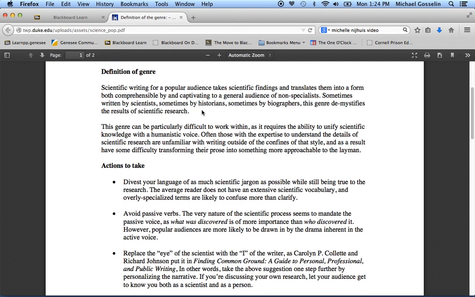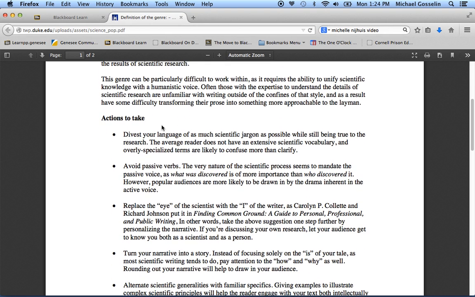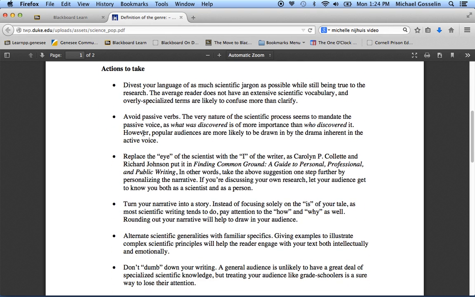And it gives you a very rough outline of what it means and some tips to look for when you're writing for a regular audience. Divest means to uninvest. Divest your language of as much scientific jargon as possible while still being true to the research. Remember, the average reader does not have an extensive scientific vocabulary, and overly specialized terms are likely to confuse the reader. By the way, when you're reading these articles and you find words you don't understand, just look them up online. Right?